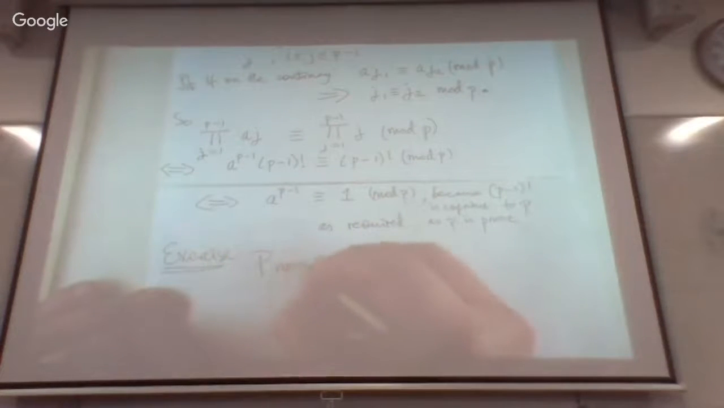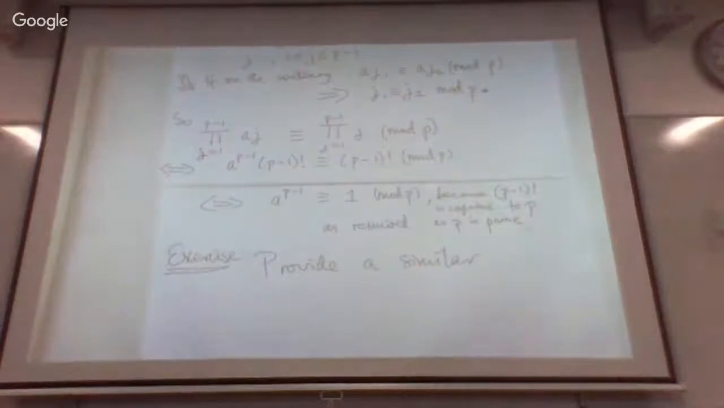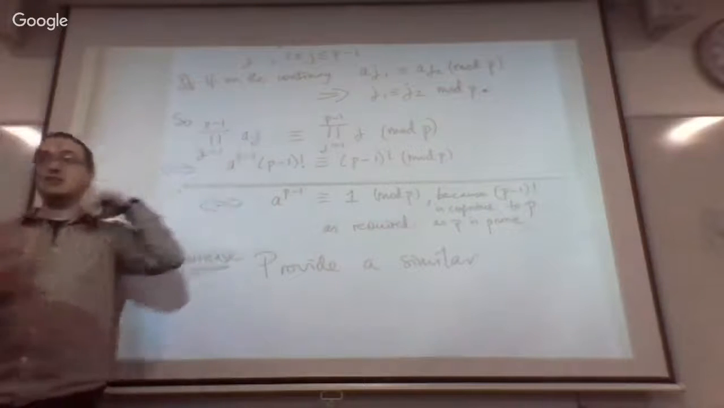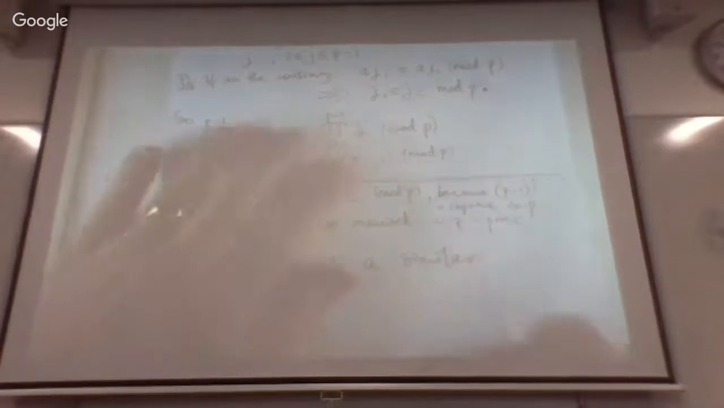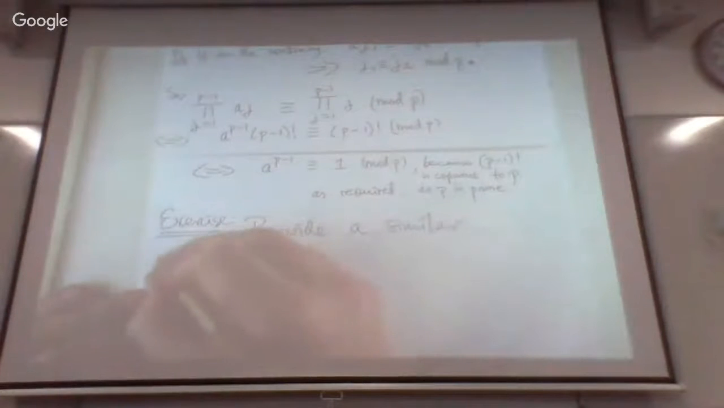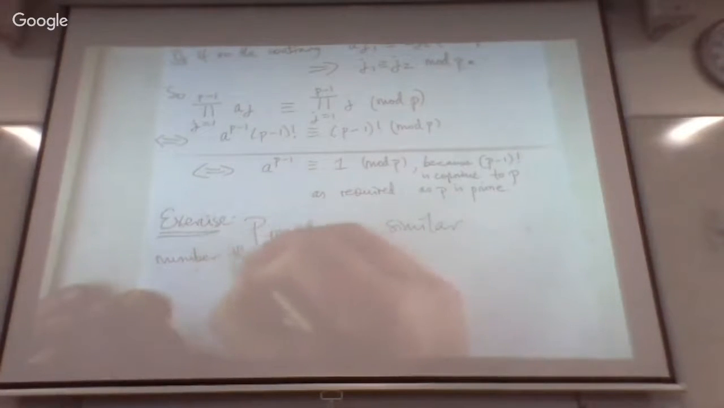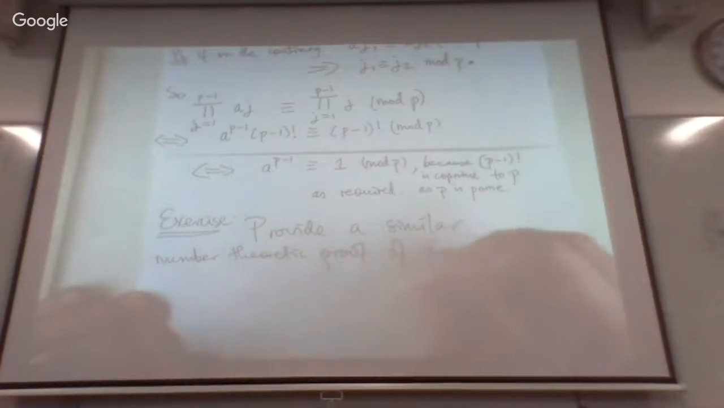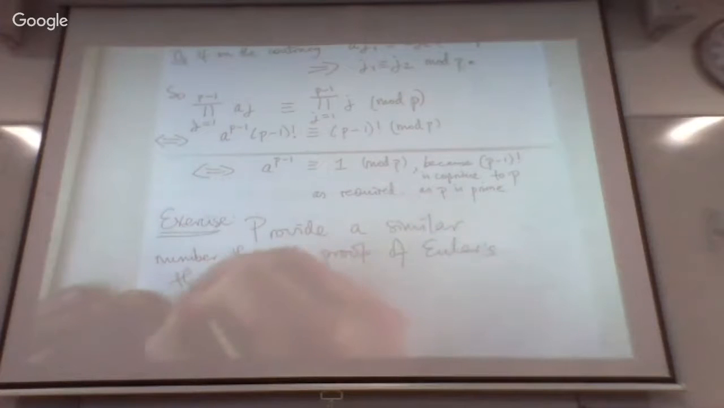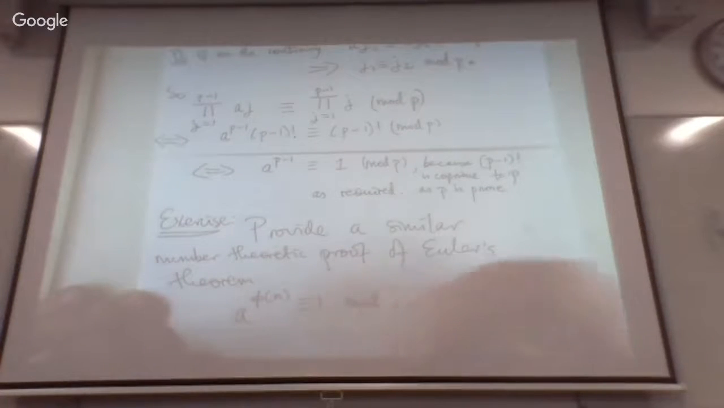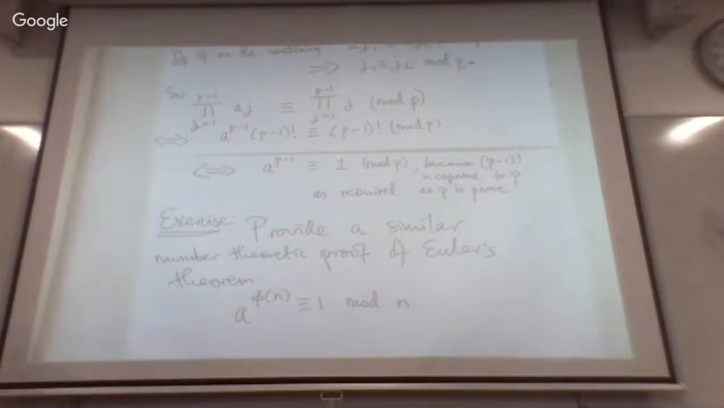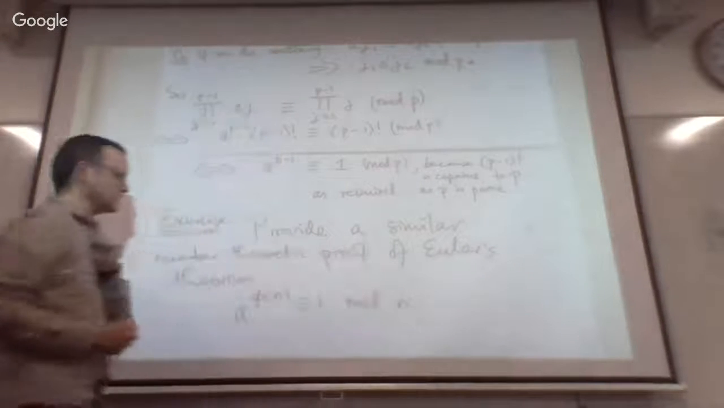The exercise for you is to provide a similar, quite similar, not precisely the same, cousin to this: a similar number theoretic proof of Euler's theorem. Namely that a to the power of phi of n is congruent to 1 modulo n. So this is much more general. Here we don't have a prime number. It could just be any old modulus.